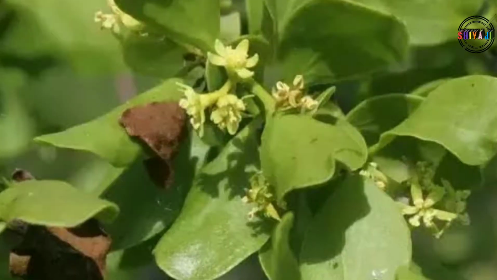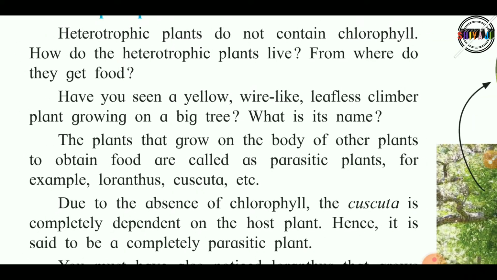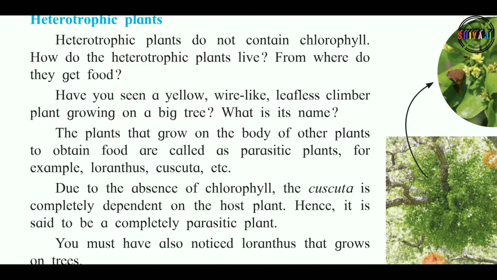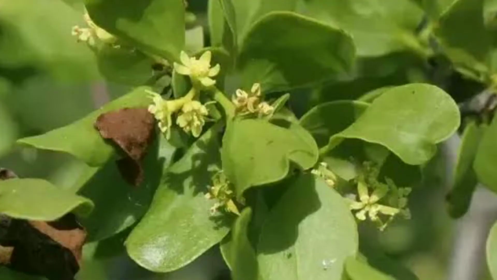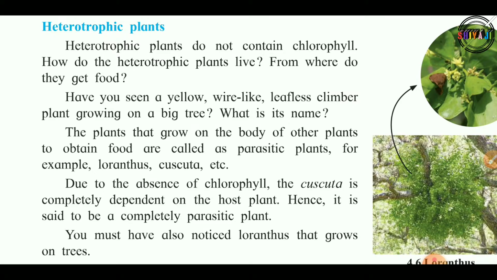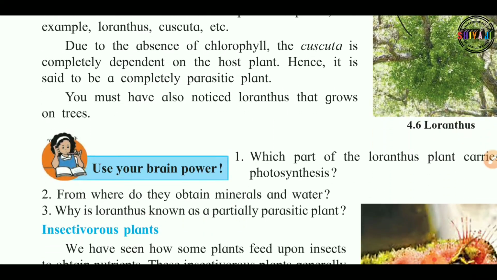Now we have to learn that plants that grow on the body of other plants to obtain food are called parasitic plants, for example Loranthus and Cuscuta. Due to the absence of chlorophyll, Cuscuta completely depends on the host plant. Hence, it is said to be a completely parasitic plant. You must have also noticed Loranthus growing on a tree.